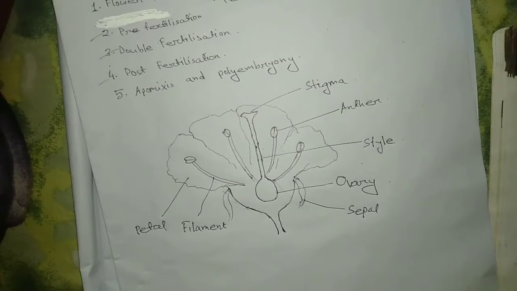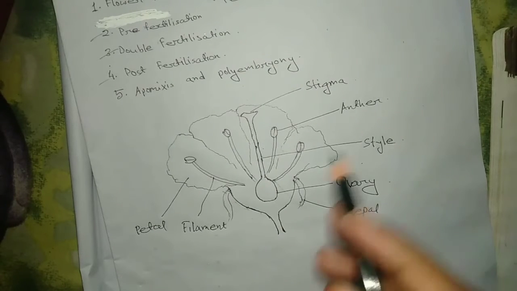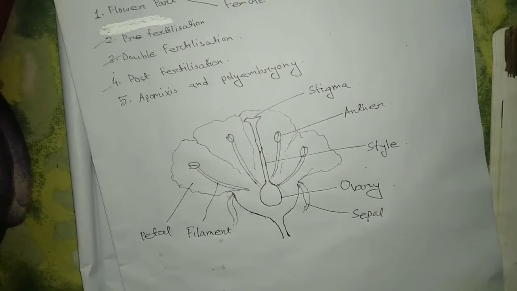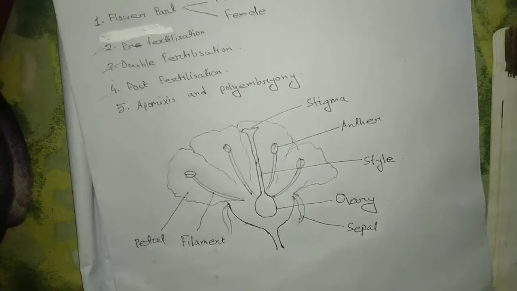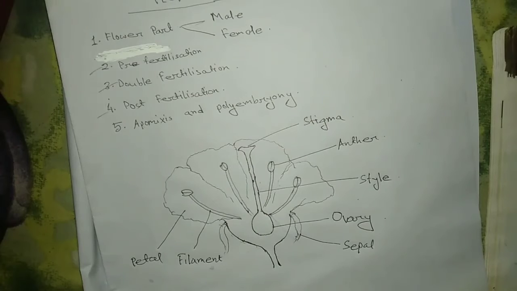It is very simple, dear students. You will be able to find each part's function and the flower structure in any book. And now I am going to discuss the types of flower.